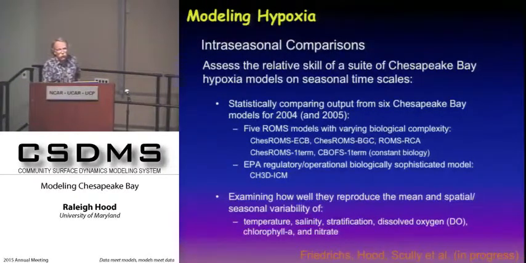This is the model that we use for doing water quality simulation and setting TMDLs, total maximum daily loads, in Chesapeake Bay. What we're interested in doing is examining how well they reproduce the mean and the spatial and seasonal variability of temperature, salinity, and stratification, and these things all contribute to dissolved oxygen, as well as, for the more complex models, since the simple ones don't have this, chlorophyll A and nitrate. The real target is to see how well these models reproduce dissolved oxygen, but we also are looking at the drivers. These are the physical drivers and the biological drivers that result in oxygen drawdown.